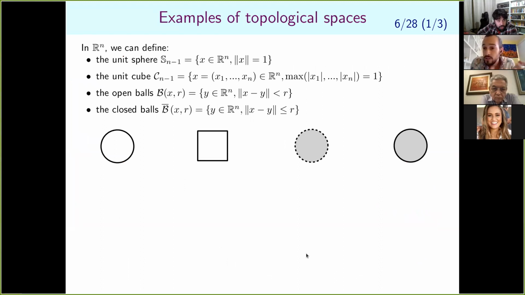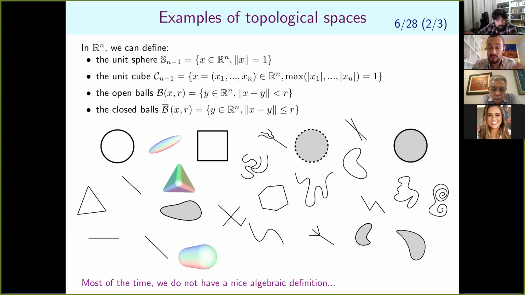So we can define a lot of topological spaces, a lot of subsets of Rn. For instance, we have the sphere, the cube, the open and closed balls, right? So I drew them here. But the set of all topological spaces is very wide, and there exist a lot of topological spaces that do not admit a nice algebraic definition like these four, right?